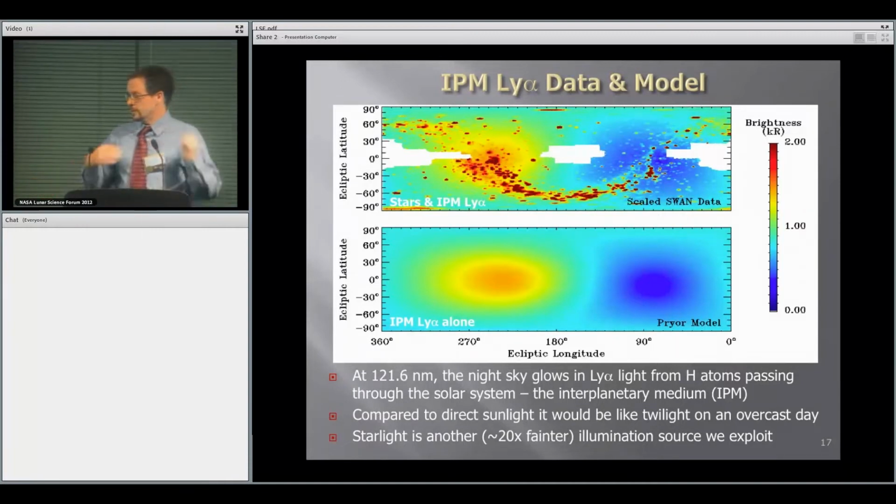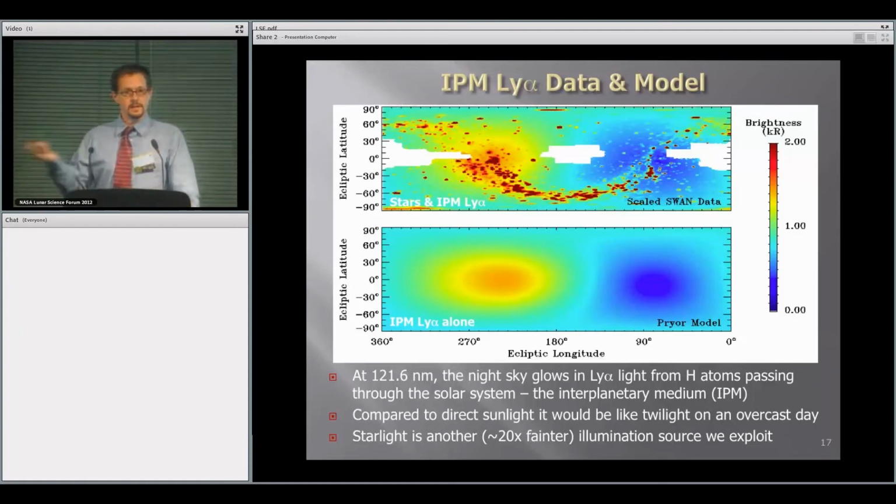So the sky is aglow at this Lyman alpha wavelength, and there are hydrogen atoms passing in from interstellar space that basically reflect the sunlight off of them so that we can see them, and then more hydrogen atoms upwind relative to the streaming wind through the solar system. And if our eyes could view at this Lyman alpha wavelength, it would look like an overcast day, completely bright sky, but we'd be observing at twilight because it's relatively dim.